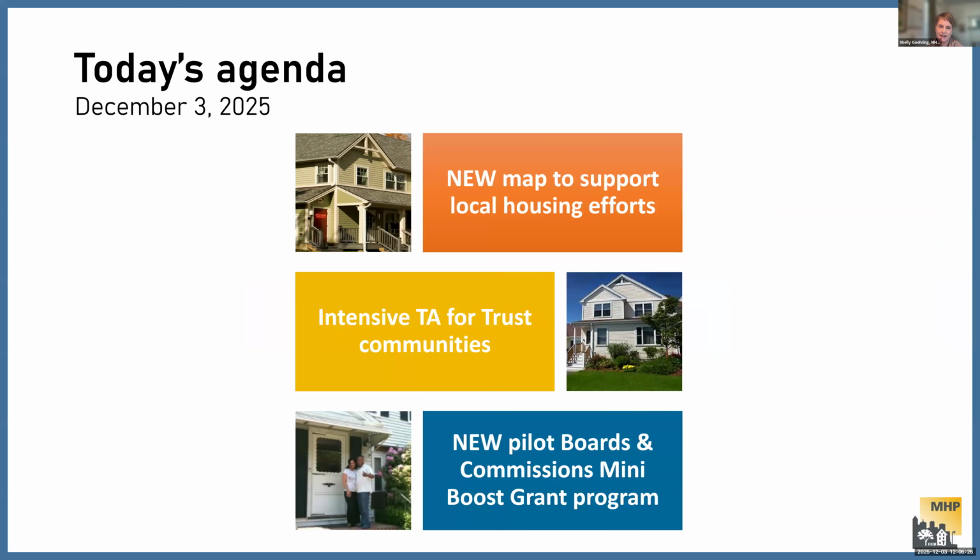Today, we're going to start by introducing you to a new map that our Center for Housing Data has created, looking at communities that have affordable housing trusts, as well as the Community Preservation Act. We're then going to touch on our intensive TA for trust communities. We are accepting applications now for new communities in 2026. And then we're going to end with introducing a new pilot grant program at MHP that's targeted to boards and commissions, and we're calling it a Mini Boost grant program.